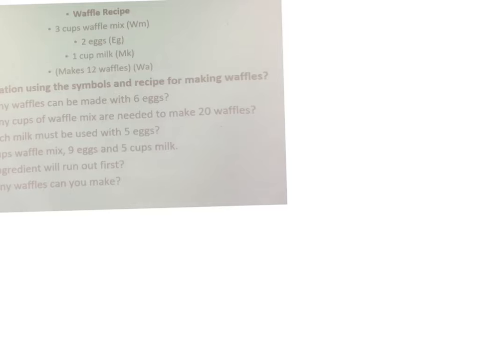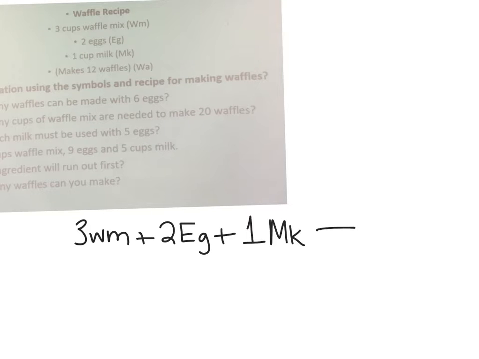3Wm plus 2Eg plus 1Mk yields 12 Was, right? Basically what we were saying was the waffle mix, the eggs, milk, and waffles, right? So that was what step 1 was telling you to do.